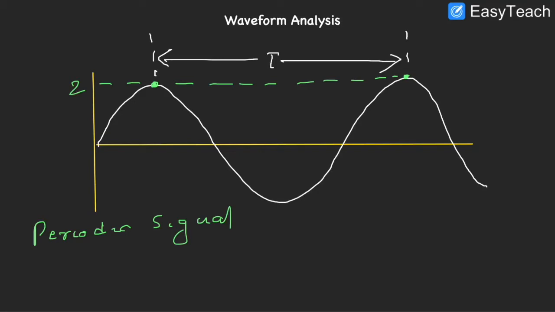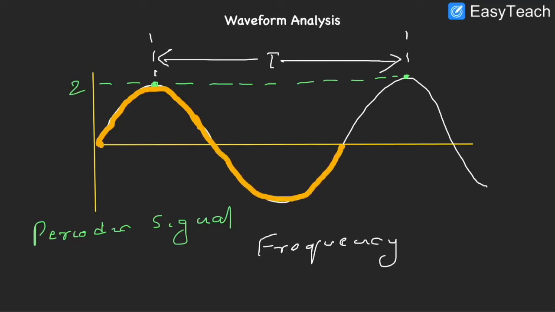Now, another property that most periodic signals have is called frequency. So frequency is the number of cycles in 1 second. So just follow this. This signal starts at 0, reaches magnitude 2, comes back to 0, and hits 0 again. So from this point onwards, it's a different signal. So this is the second cycle of the signal, and it goes.